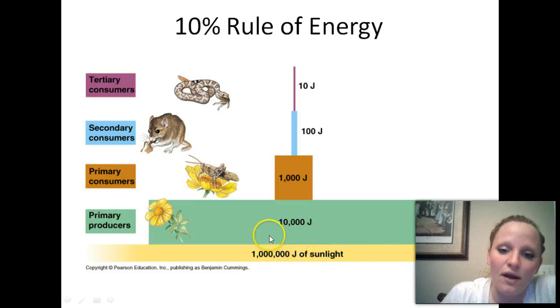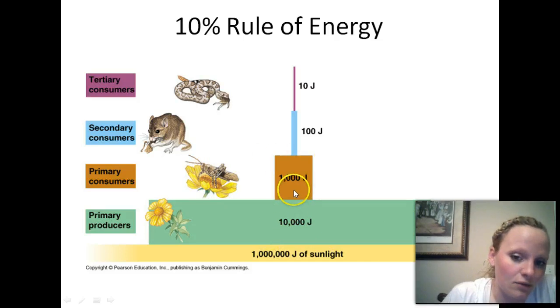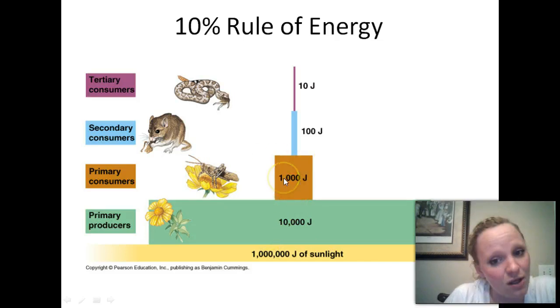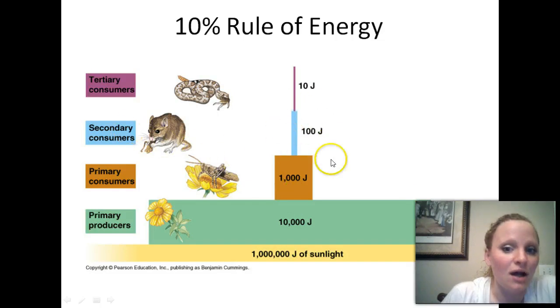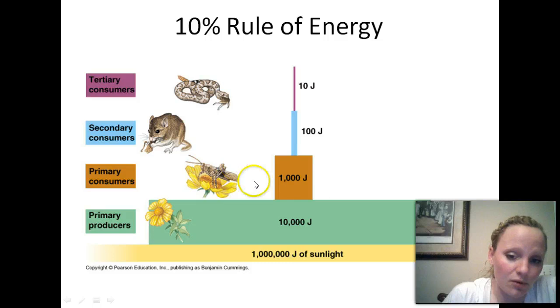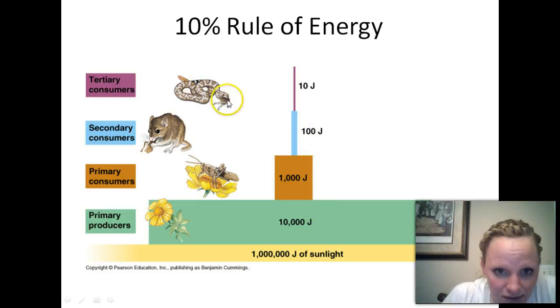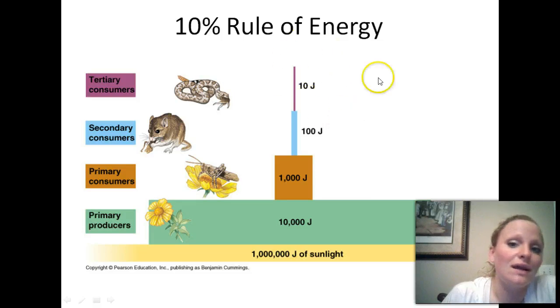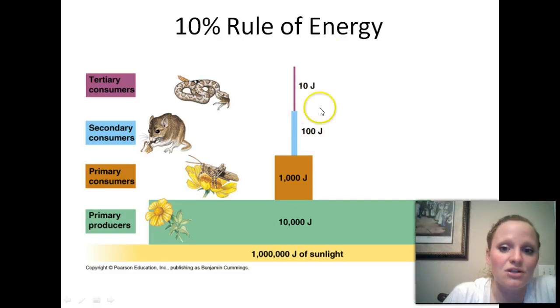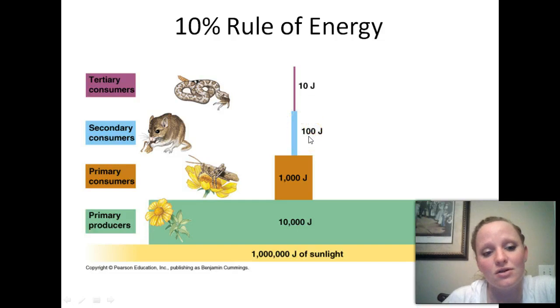Your grasshopper can eat all that grass and still only get about 1,000 calories from it. So then if we go up another level to our secondary consumers, little mouse here, he can only get 100 calories from eating that grasshopper. And then if the snake eats the mouse, which you can see him hanging out of his mouth right there, he's only going to get 10 calories from that mouse because the mouse has used up most of the energy that he actually received from the primary consumer.